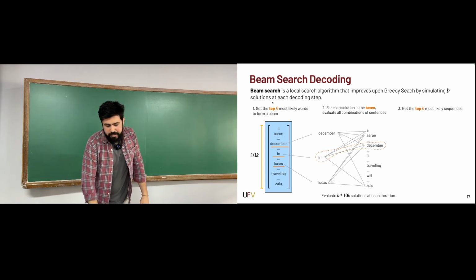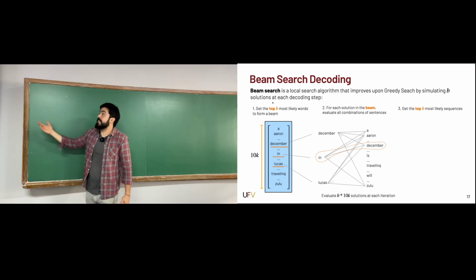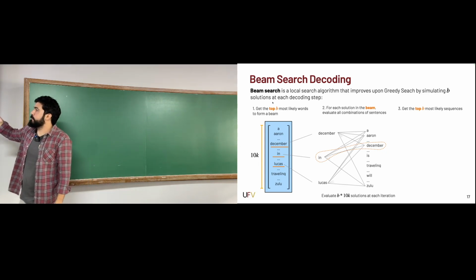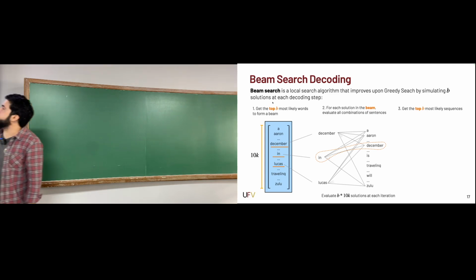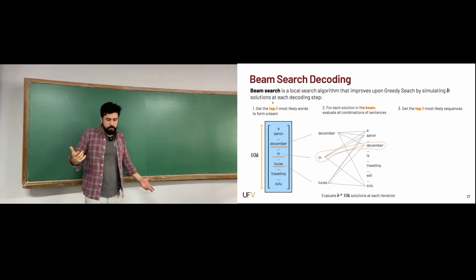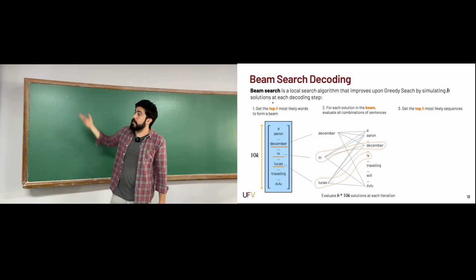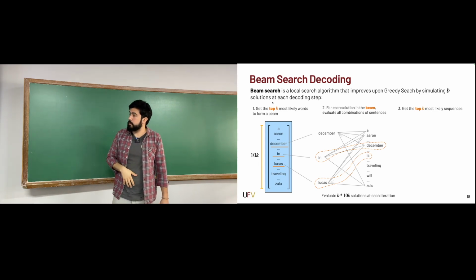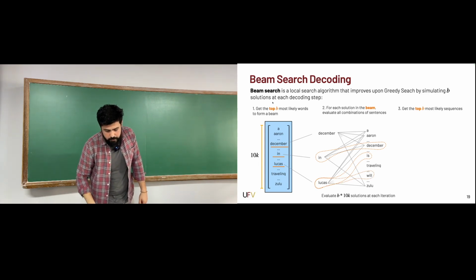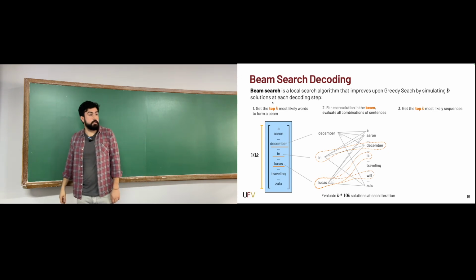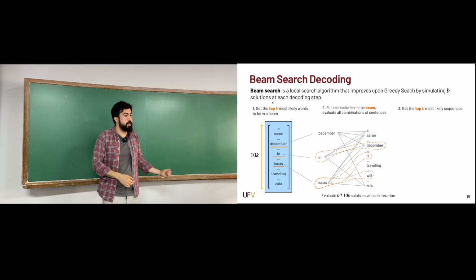But then what you do is just to get the top B most likely sequences again. And now, for instance, assume that In December is one of the top 3 likely solutions, and then Lucas is also a top likely sequence, and then Lucas will. Okay, so these 3 now are going to form my beam.